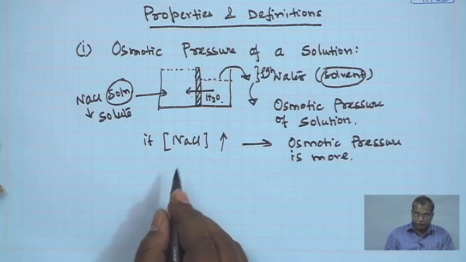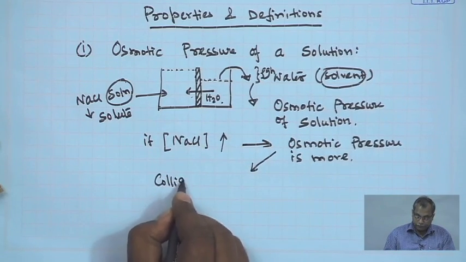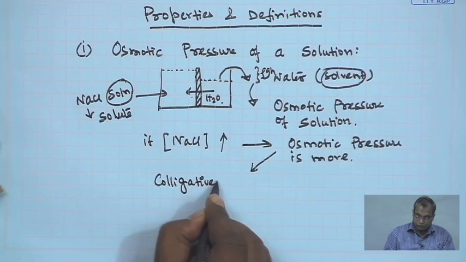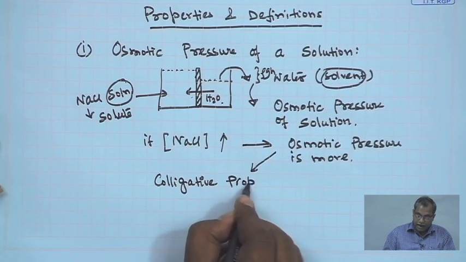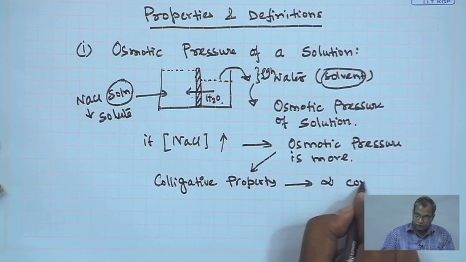Therefore, osmotic pressure is known as a colligative property, and it is directly proportional to the concentration of solute.